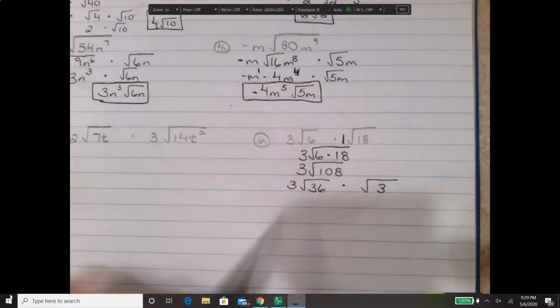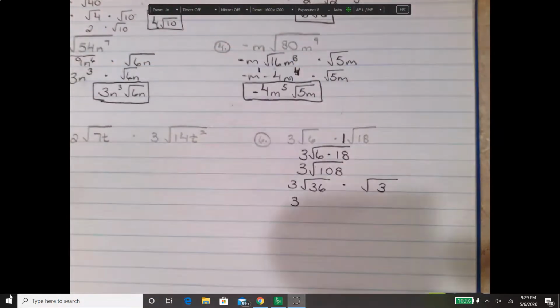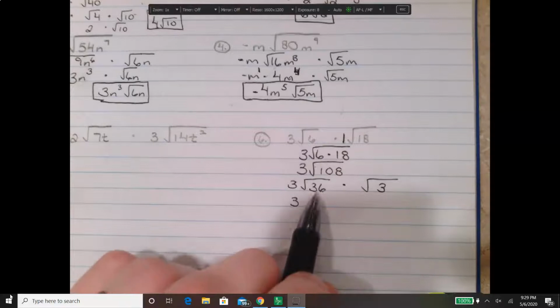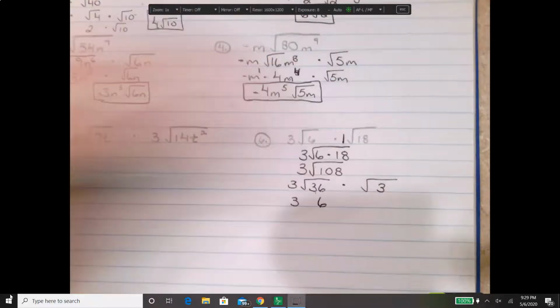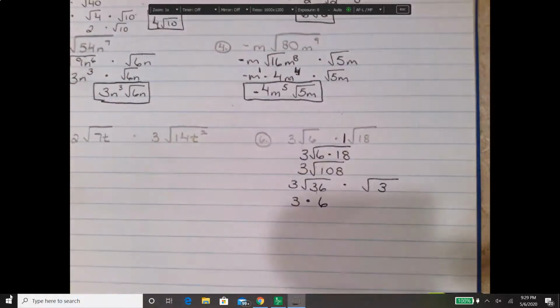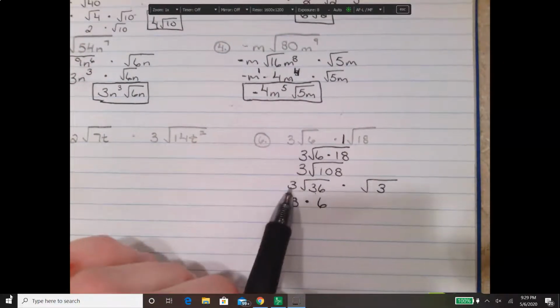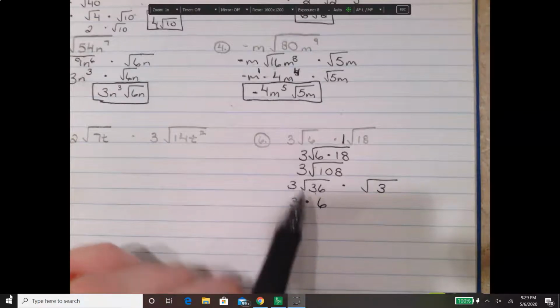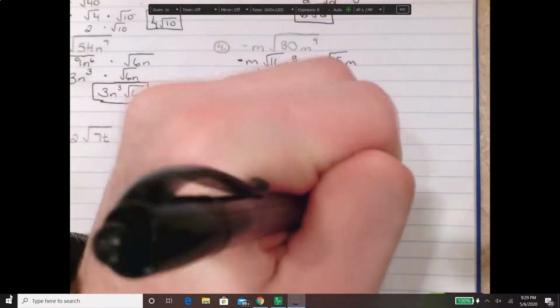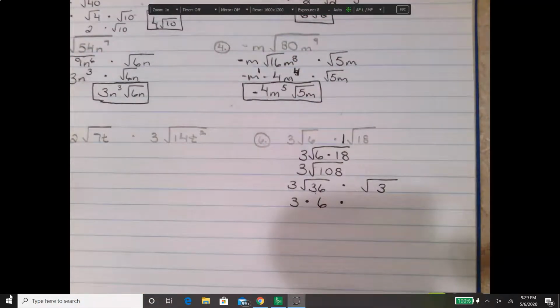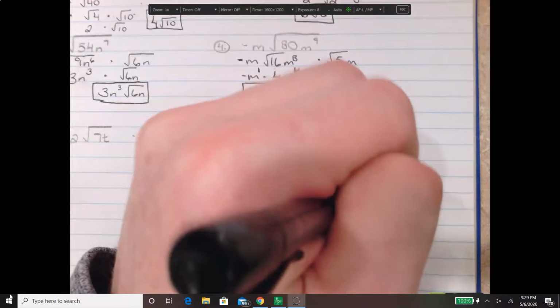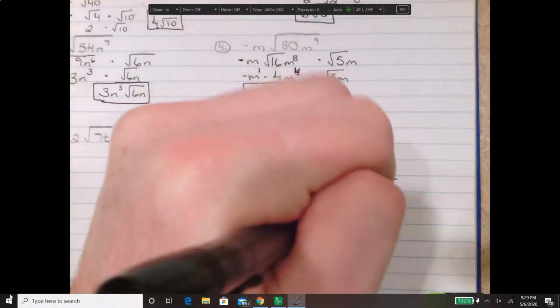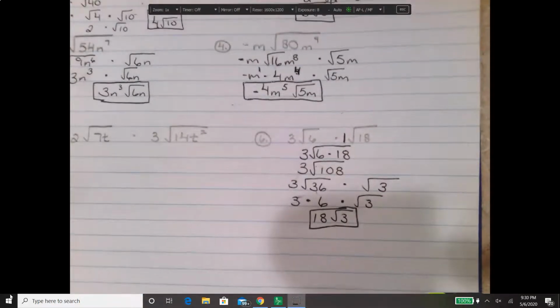Now let's go through and simplify. So let's go ahead and simplify radical 36. So that's going to turn into 3, and radical 36 turns into 6. So don't forget about that multiplication symbol in between. That's all this really is, guys. It's just 3 times that radical 36. So I'm just going to carry everything straight down times radical 3. Radical 3 cannot be simplified anymore. That's as low as it can go. So now let's finish this problem off. 3 times 6 is 18, and it's going to be 18 radical 3. And there you have it. There's your final answer, 18 radical 3.